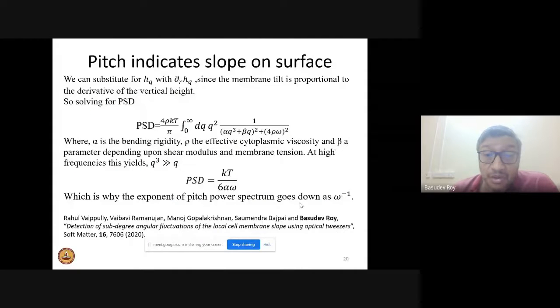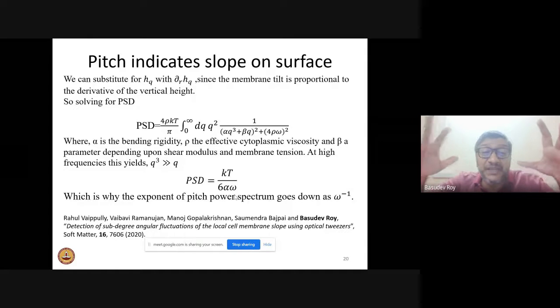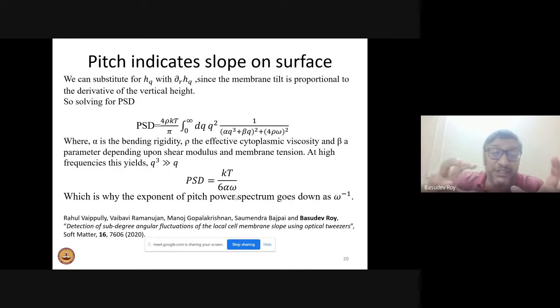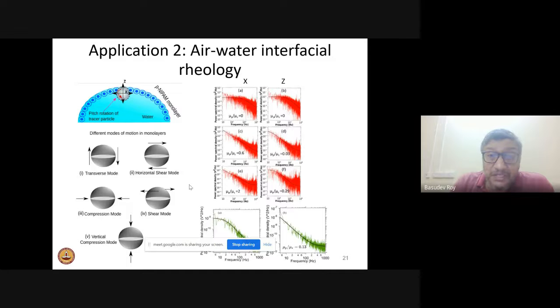So we can directly find out the bending rigidity here. If you look at the power spectral density for the normal fluctuations, the coefficient is very complicated. It's a combination of bending rigidity and cytoplasmic viscosity. Here you have a clean expression, so you can directly find out the bending rigidity. So you can simultaneously use the normal fluctuations and the slope fluctuations to find out all the parameters very cleanly. This was published in Soft Matter. And then I move on to the next topic.